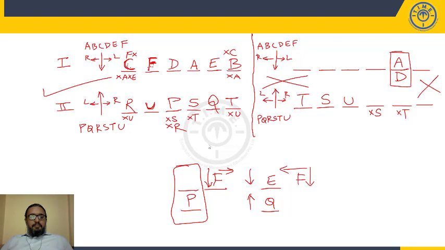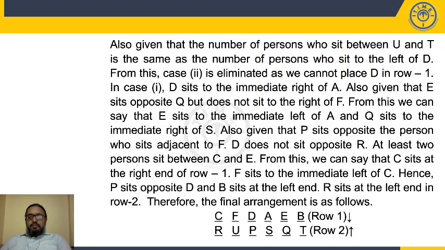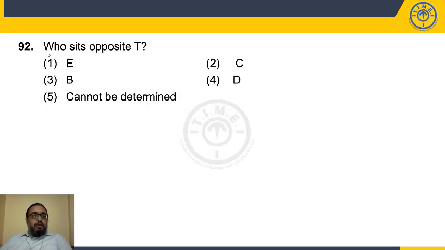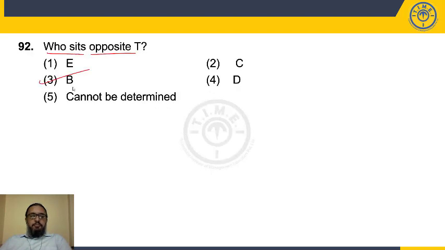So that is your final arrangement. Now questions. Who sits opposite to T? Let us see. So opposite to T, who is sitting? It is B. Third option. Choice 3.